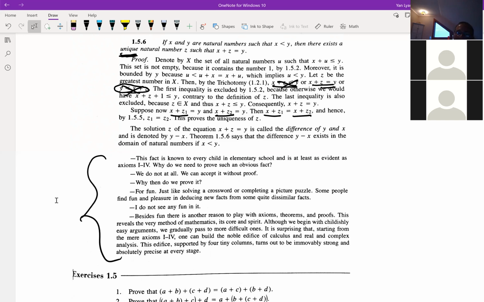"Why do we need to prove such an obvious fact? Well, we do not at all. We can accept it without proof, and that's what they do in school. And why do we prove it? Well, for fun. It's just like solving a crossword or completing a picture puzzle. Some people find fun and pleasure in deducing new facts from some quite similar, dissimilar facts. I do not see any fun in it."